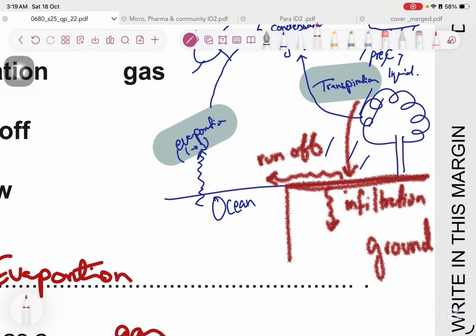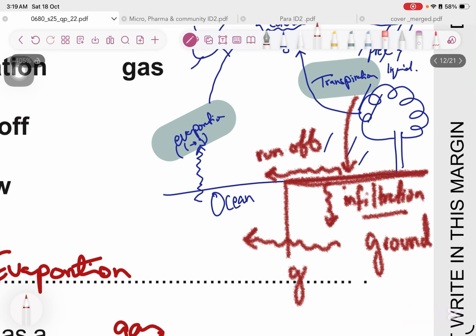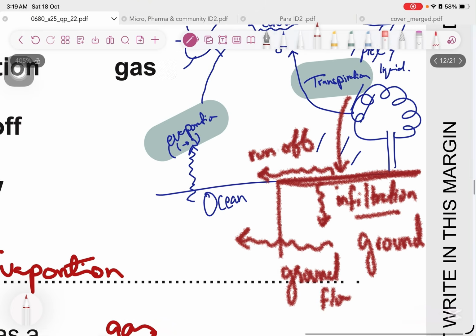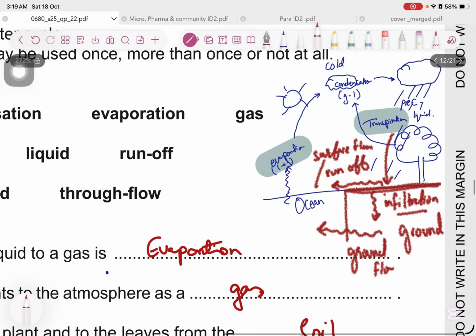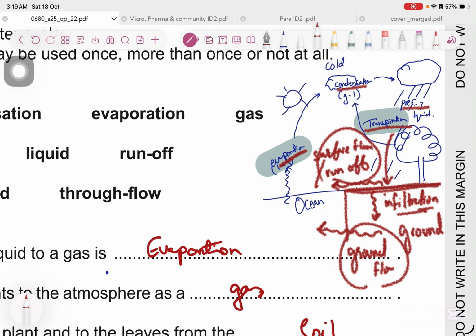Or it can get infiltrated and then make its way to the ocean or just move underground, and that's called ground flow. And the surface one is runoff, or surface flow. These are the important terminologies that you have to know. We've got evaporation, condensation, precipitation, transpiration, infiltration, ground flow, and surface flow.